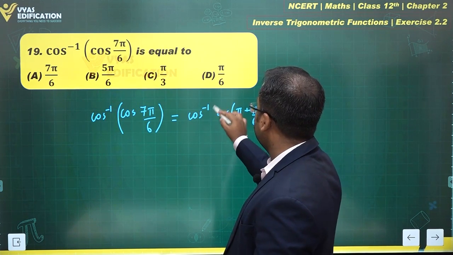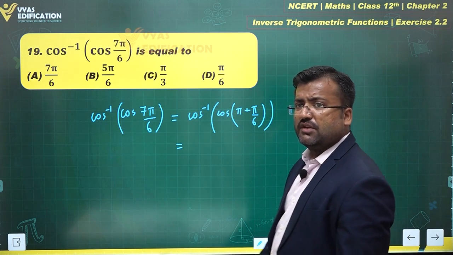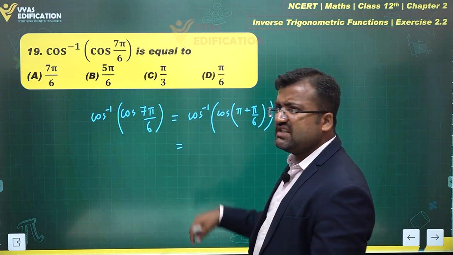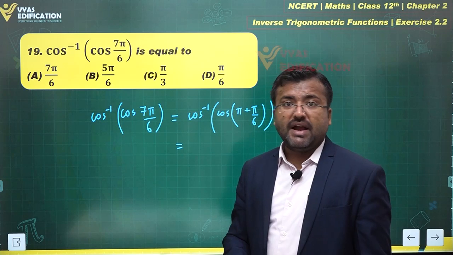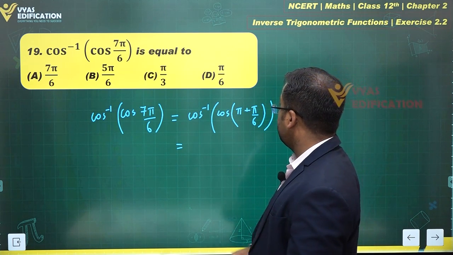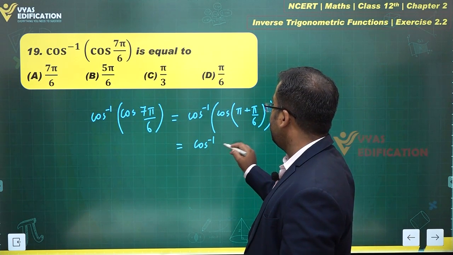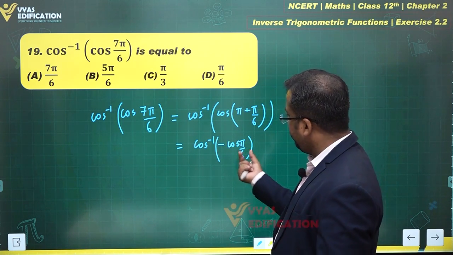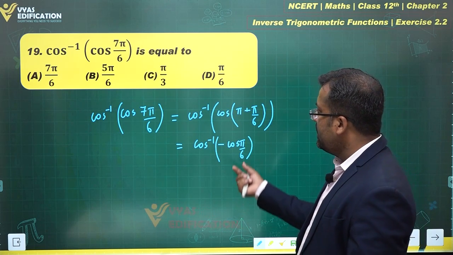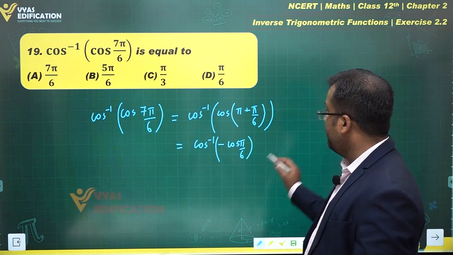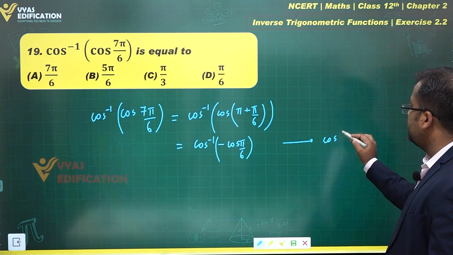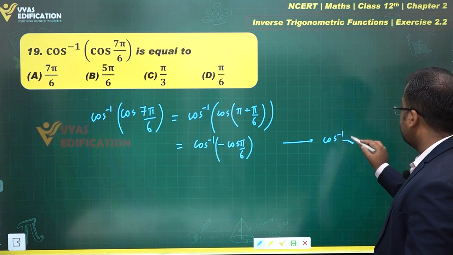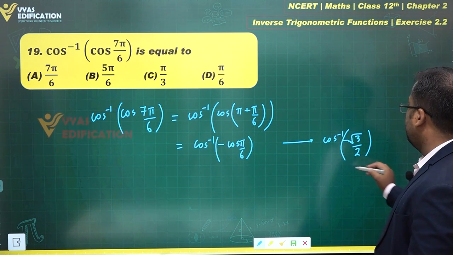What will this be equal to? This is cos of pi plus theta, which is actually minus cos theta. Yes, this is cos inverse of minus cos pi by 6. Okay, so this can be simplified. Cos pi by 6 is root 3 by 2, so we get cos inverse of minus square root of 3 by 2.